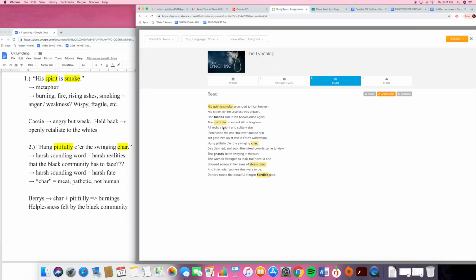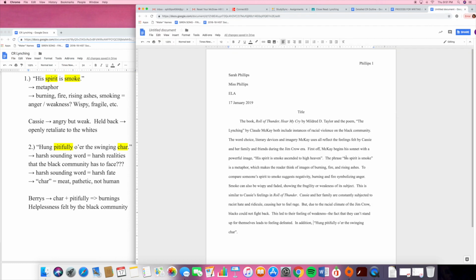This came right after all night a bright and solitary star. Oh, I was wrong. It was not the body. It was the star was hanging over the swinging char. Oof. Whew. Freaky. Okay, let's do this. In addition, the poem describes a solitary star which, comma, hung up pitifully over the swinging char. This isn't the best lead-in, but hey, it flows. Okay, and we're setting up the quote. Okay, and we could talk about solitary star feeling helplessness, lonely, solitary. Okay, we'll go into that in a little bit. All right, TLQ, boom, done.